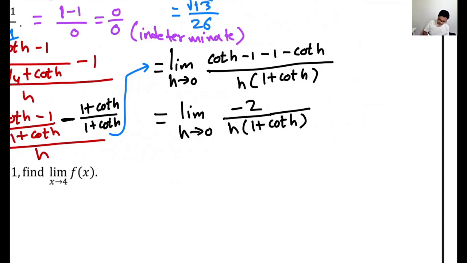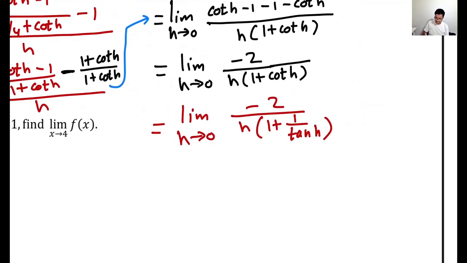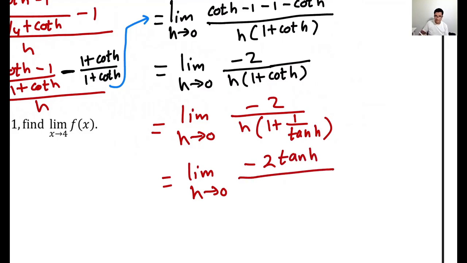And the simplification is like this. This is going to be limit h approaches 0, negative 2 over h. And now you convert to tan. Okay. And I'll explain to you in a second why we convert it to tan. That will be limit h approaches 0, negative 2. This tan h from the denominator of the denominator will flip and go up. You will have h times tan h plus 1 here.